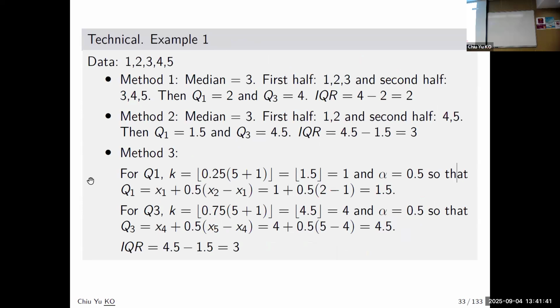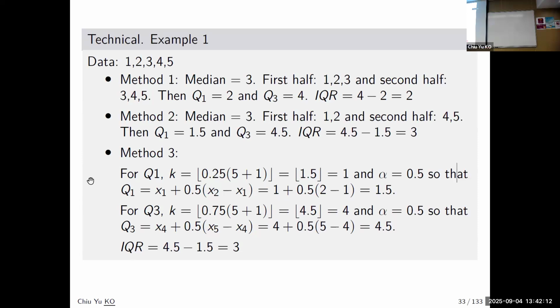This case is very simple: 1, 2, 3, 4, 5. The median by itself is 3, the middle guy, the third one. The first half, where you include the median in the calculation, is 1, 2, 3. With three data points, the middle is 2, so Q1 is 2. The second half is 3, 4, 5. The middle guy is 4, so Q3 is 4. The IQR is 4 minus 2. This is the calculation where the median is included.